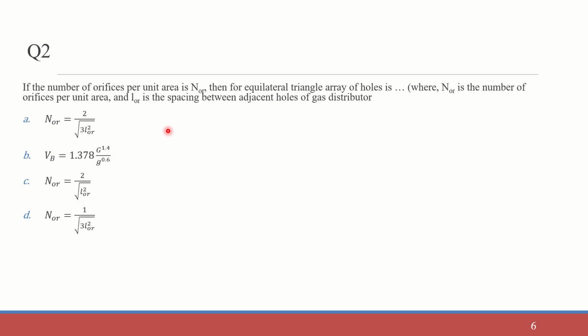So we are going to see what is the correct option for an equilateral triangle array of holes. The right answer is NOR equal to 2 by square root of 3 LOR square. The answer is option A. The question might come from a square array of holes also, so you must be careful to read the questions before choosing the options. That is one thing. Now let us go to question 3.